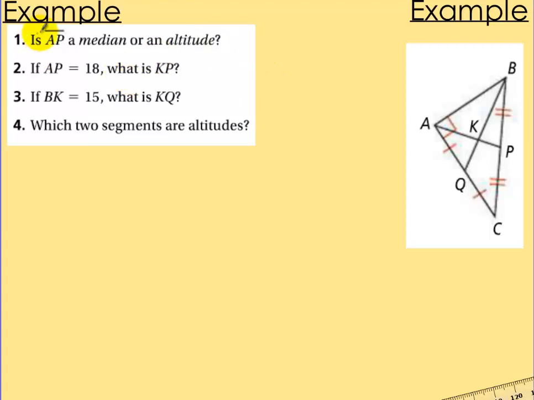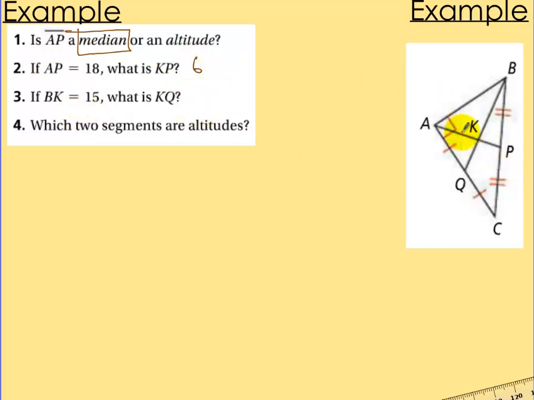Okay, number one: is segment AP a median or an altitude? AP is right here. And it looks like it's in the middle, and P is cutting this segment in half. This is going to be a median. If AP equals 18, what's KP? KP is going to be that little smaller part. Basically, KP is going to be 1/3 of the length of AP, so that's going to be 6. 1/3 of 18 is 6.